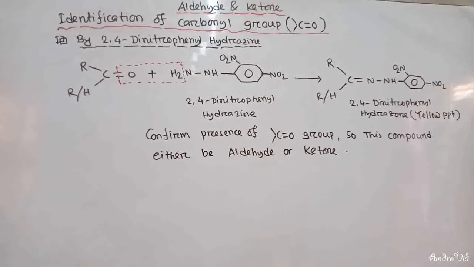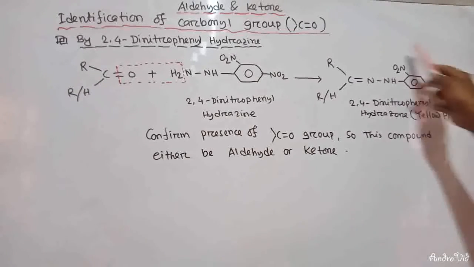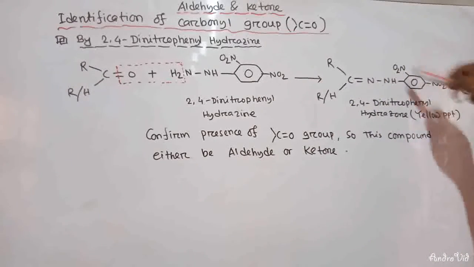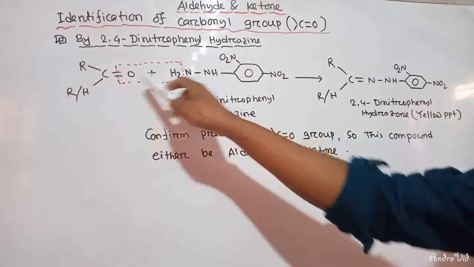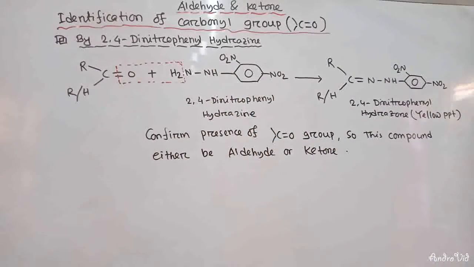When you add this, then after some time there will be produced a yellow precipitate. There will be produced a yellow precipitate of this compound. The name of this compound is 2,4-dinitrophenylhydrazone. By the combination of oxygen and hydrogen they produce water, and then this compound will be produced which has the yellow precipitate.